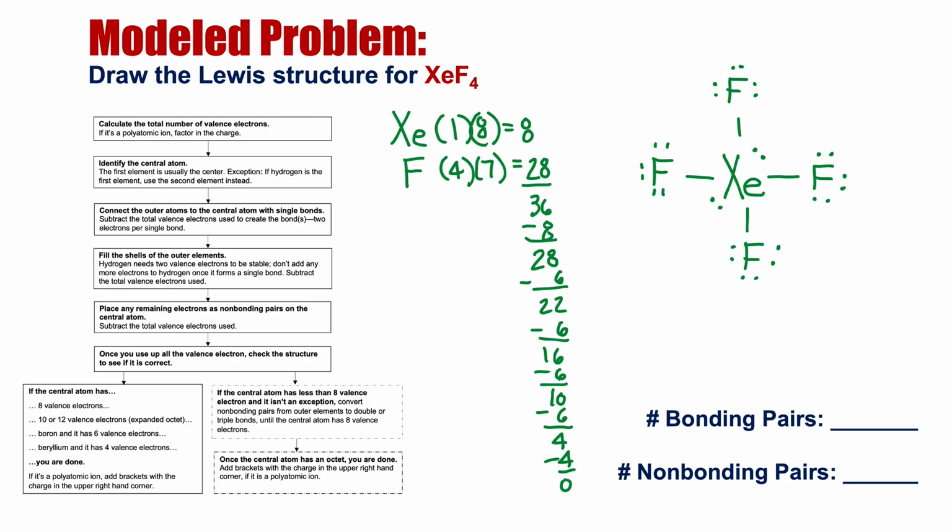You will never use double or triple bonds with expanded octets. It's simply you're following the normal steps, and you're going to see that you're going to be forced to have either 10 or 12 valence electrons on that central atom. So there's 4 bonding pairs, there's 14 non-bonding pairs. 14 plus 4 gives me 18, times 2 gives me 36, so it has the correct number of valence electrons.